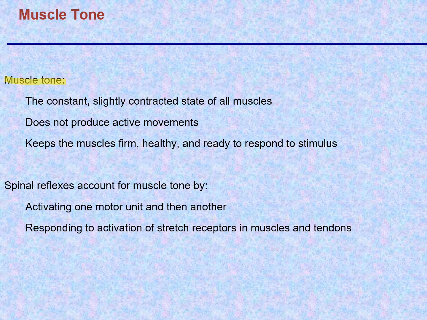The reason that you have this background muscle activity, or muscle tone, a slight shortening of the muscle, is because of spinal reflexes that are constantly activating one motor unit after another throughout the skeletal muscle structures. They're in fact responding to sensory signals coming from activation of stretch receptors in the muscles and the tendons. Remember the muscle spindle and the Golgi tendon organ in the tendons.